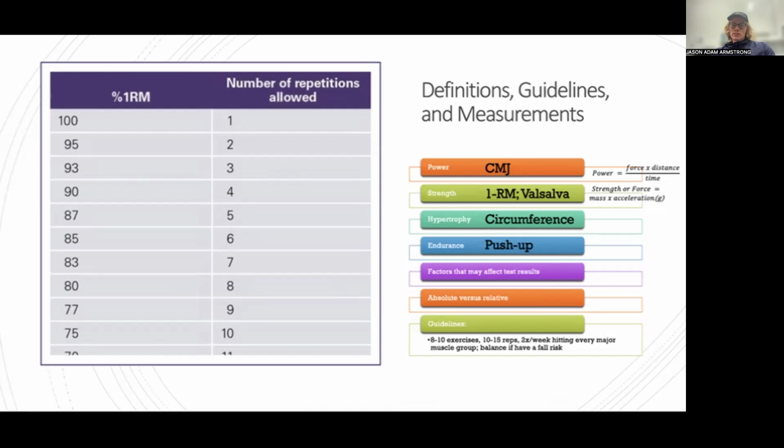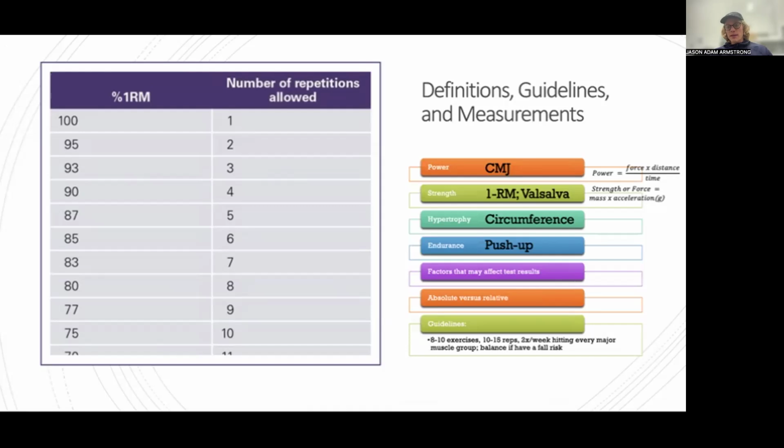Okay, and then muscular endurance refers to the muscle's ability to perform successive repetitions against a sub-maximal load. And there are two ways to think of this. It could be number of repetitions at a given weight, and that would be absolute muscular endurance, or it could be the number of repetitions at a percentage of your 1 repetition maximum, and that would be called relative muscular endurance.